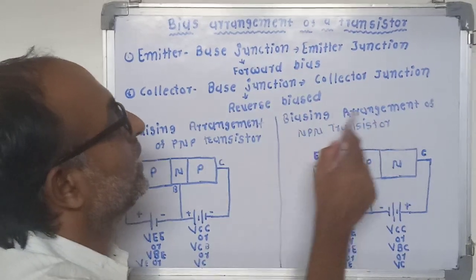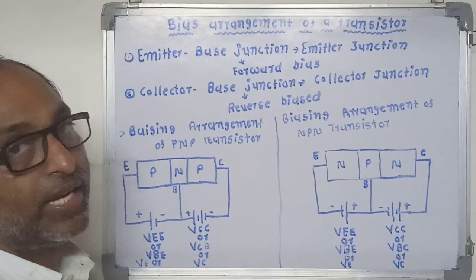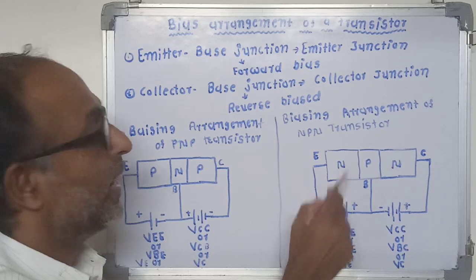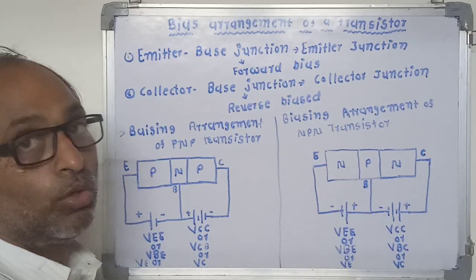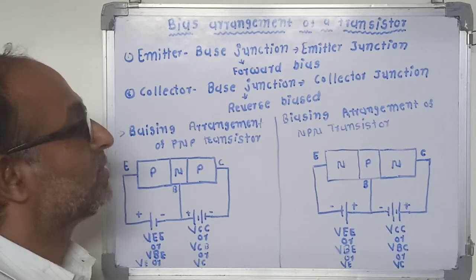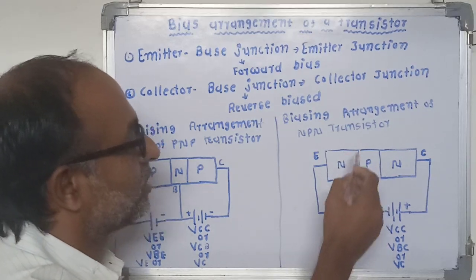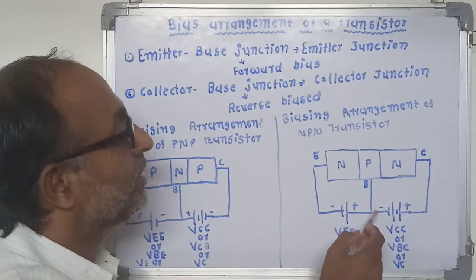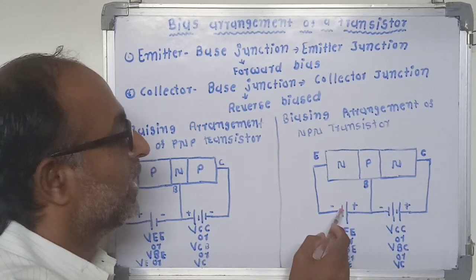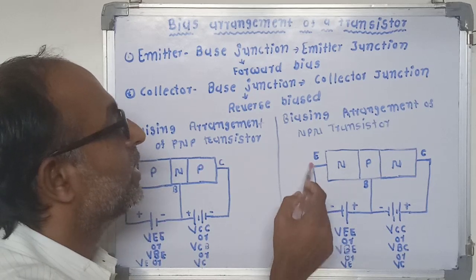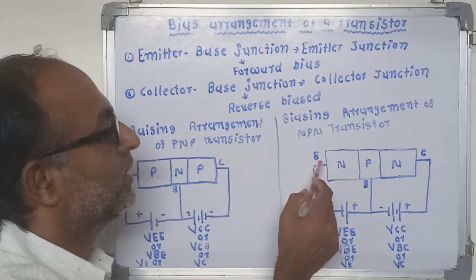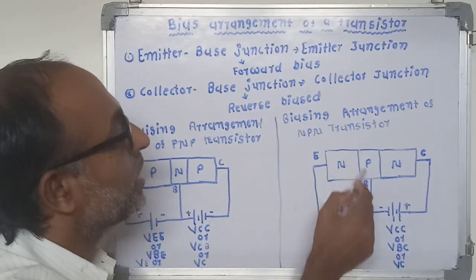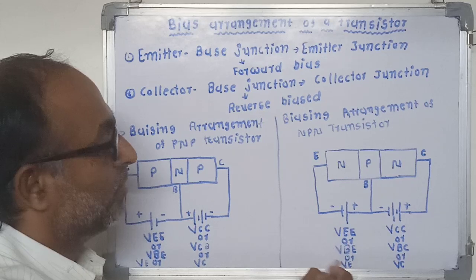Now first, the biasing arrangement of NPN type transistor. In this, the emitter is N type and the base is P type. So to apply the forward bias across this emitter base junction, the positive terminal of battery VEE is connected to the base and the negative terminal of the battery is connected to the emitter of the transistor. Therefore the emitter base junction becomes forward biased.